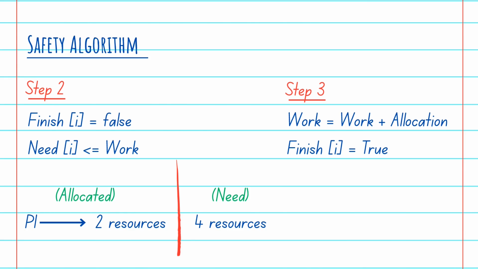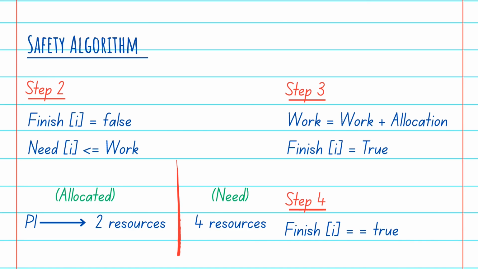And after that, just go to step number 4, which is: if finish[i] is equal to true for all i, that is, eventually true for all the n processes, then the system is in a safe state, otherwise the system is in an unsafe state. Got it? That means all the processes are finished, and if you note down the order in which you processed those processes, that will give you the safe sequence.